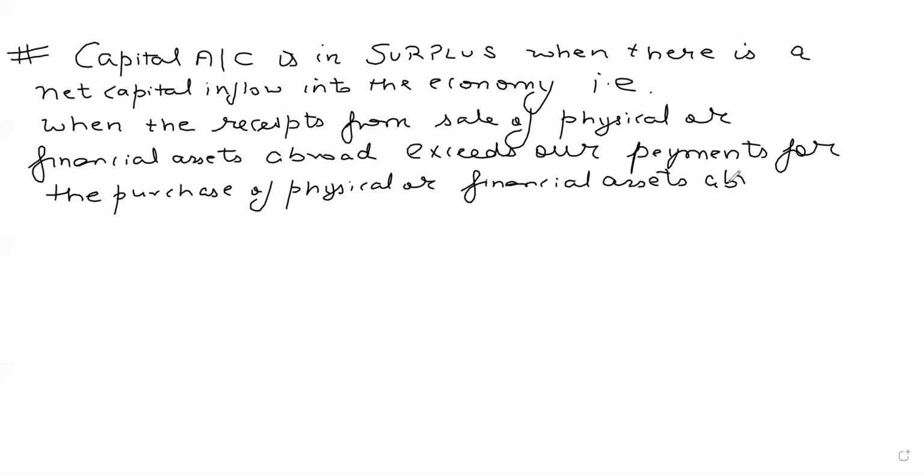If we read this sentence carefully, it is self-explanatory. Capital account is said to be in surplus when there is a net capital inflow into the economy. What does that mean? That means the payment which we have received from the sale of physical or financial assets abroad is exceeding the payments we have to make to the foreigners for buying physical or financial assets from them. When the payments we receive for assets exceed the payments we make for those assets, there is a net capital inflow into the economy. So we say that the capital account is in surplus.